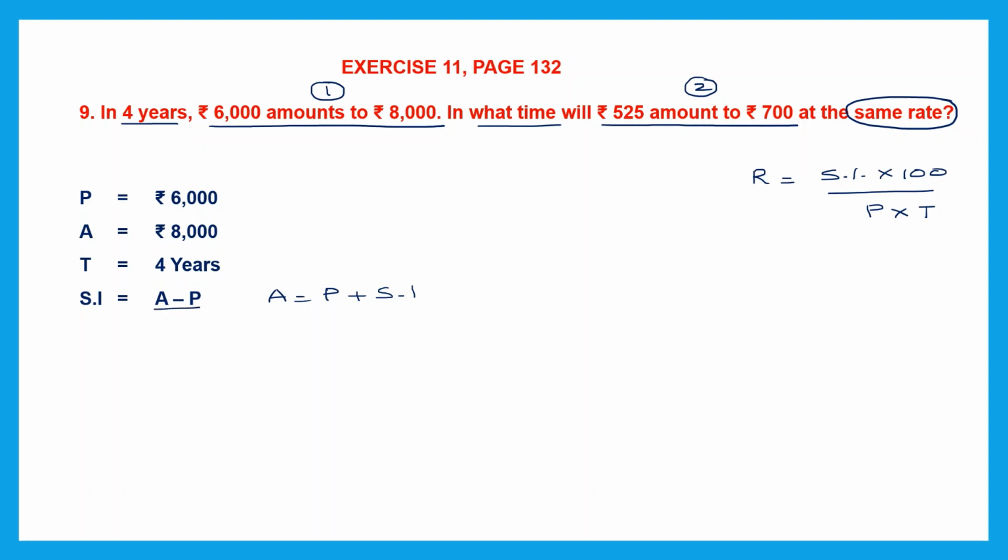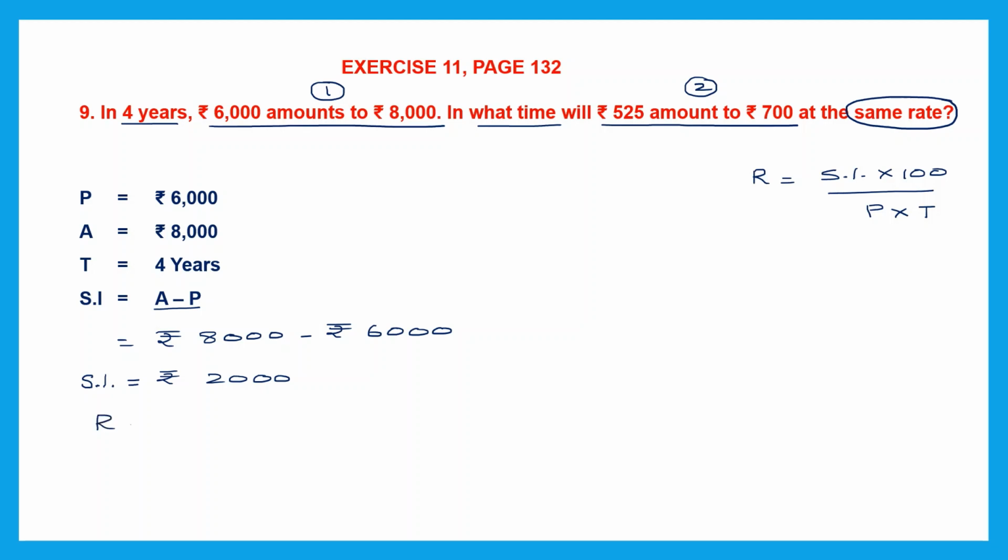So let's do that now. Amount is 8,000 rupees minus principal, which is 6,000 rupees. So 8,000 minus 6,000. That's quite simple, isn't it? So simple interest is 2,000 rupees. 8,000 minus 6,000 is 2,000 rupees. So now that we have found the simple interest, we can find the rate.